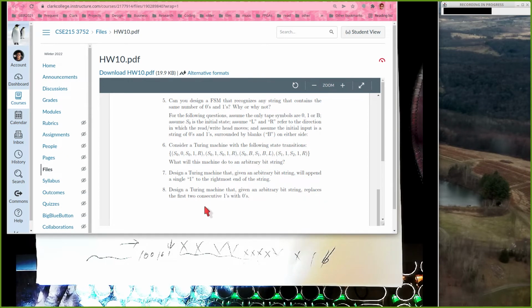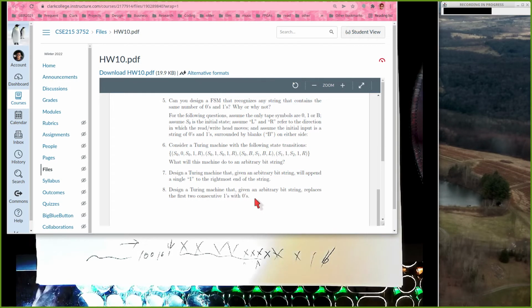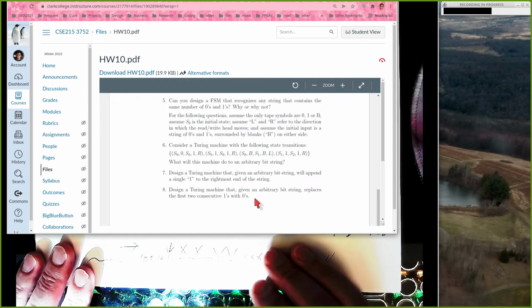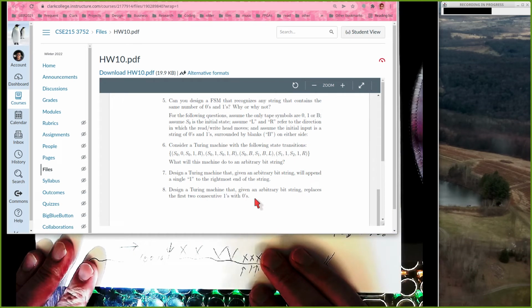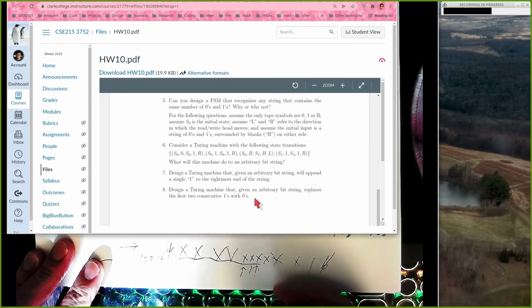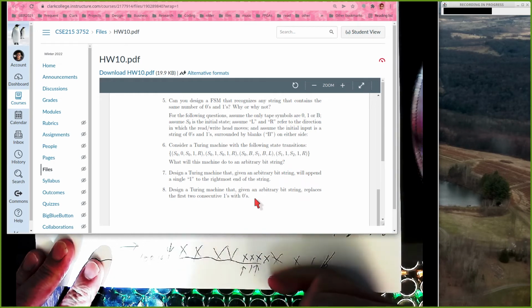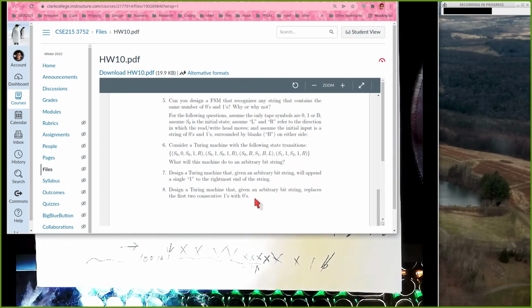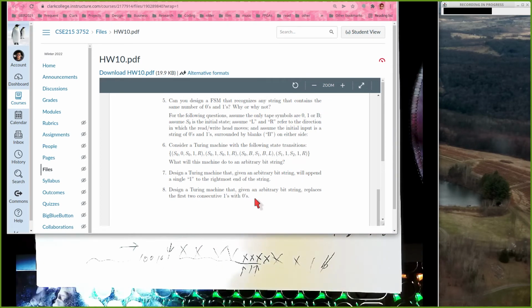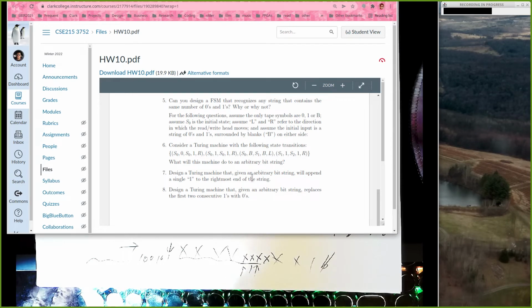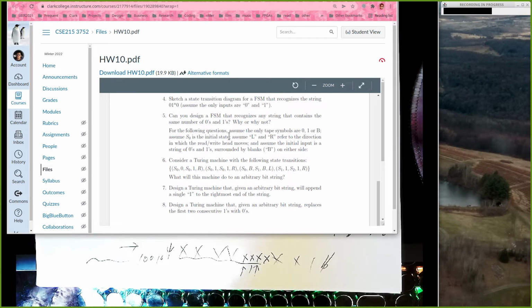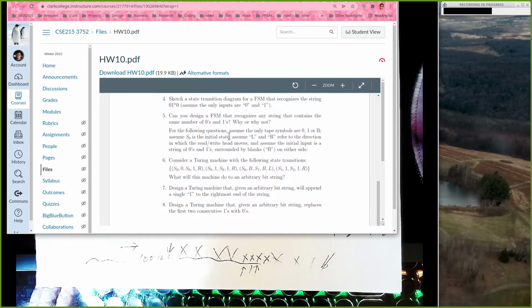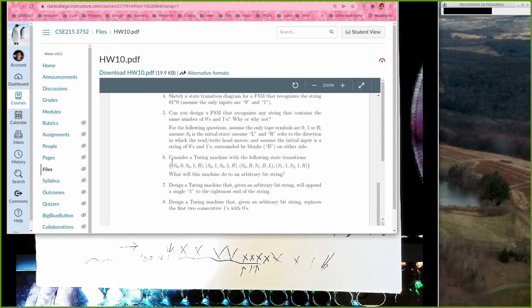Given an arbitrary bit string, replace the first two consecutive ones with 0. So you could start that at the rightmost part of the string. And first two consecutive ones, I had in mind would be the first two as you're moving in this direction. But you could do it either way. Just specify whatever assumptions you're making. And the goal here is just to force you to get some experience writing these programs. So I'm not going to get too jiggy with them.